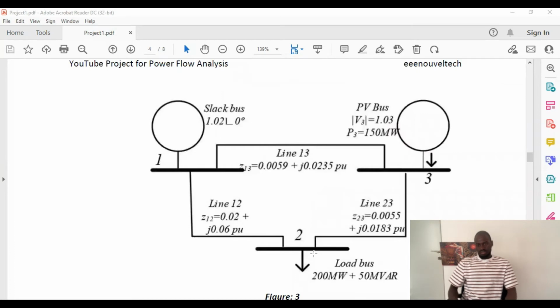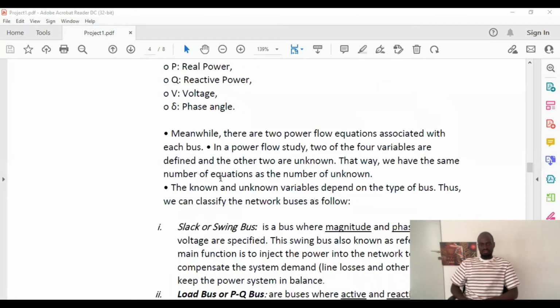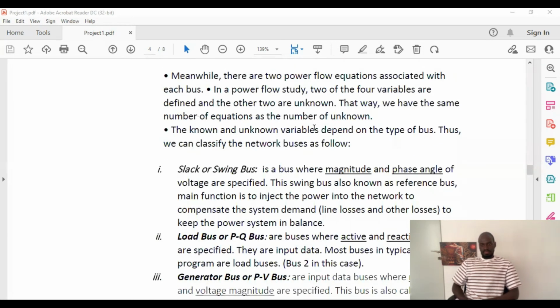So in a power flow study, 2 of the 4 variables are defined and the other 2 are unknown. That way we have the same number of equations as the number of unknowns. The known and unknown variables depend on the type of bus. Thus, we can classify the network as follows.